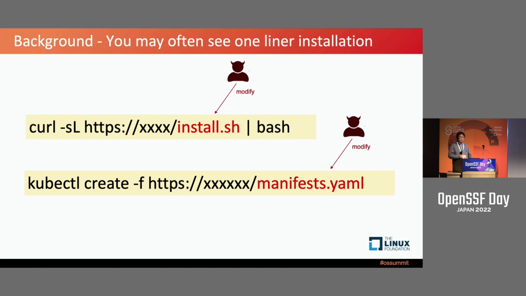But the question is, if this script is modified or compromised, you don't know what happened in your cluster. The same situation happens also in the Kubernetes YAML manifest like this. If the manifest is compromised, you may bring some bad application to your cluster. So this is the motivation.